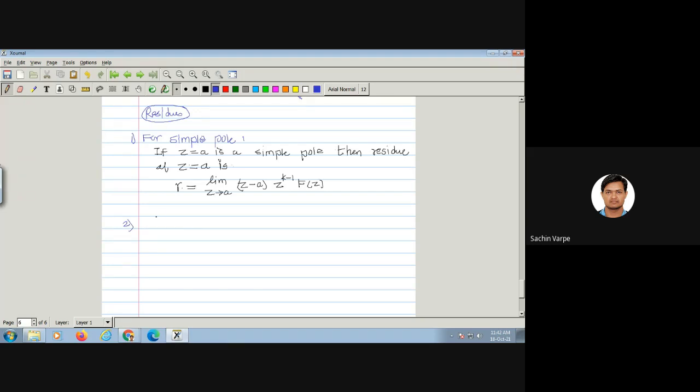And the second is residue at multiple pole. For multiple pole, if Z equal to A is a multiple pole, say double or triple or quadruple like this and so on, is a pole of order n, whatever that value of n. In general, I'm writing the formula.